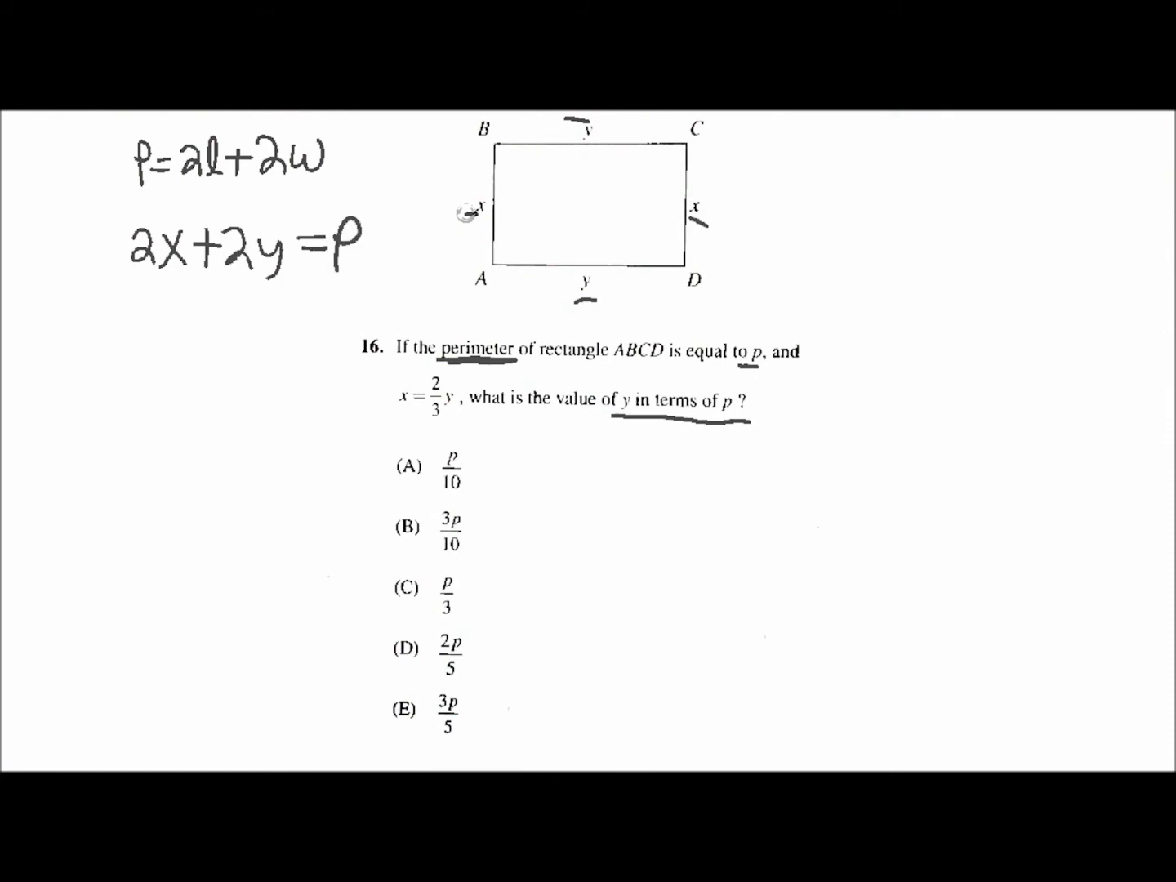Now, to compare apples with apples, I've got this convenient piece of information here. It says x equals 2/3 y, so that's going to make our addition pretty easy. We're just going to substitute, and we end up with 2 times 2/3 y plus 2y equals P. And when we multiply 2 times 2, of course, we get 4/3 y.